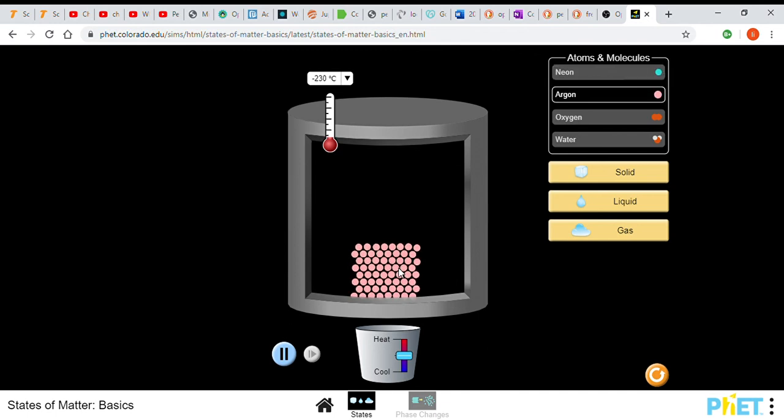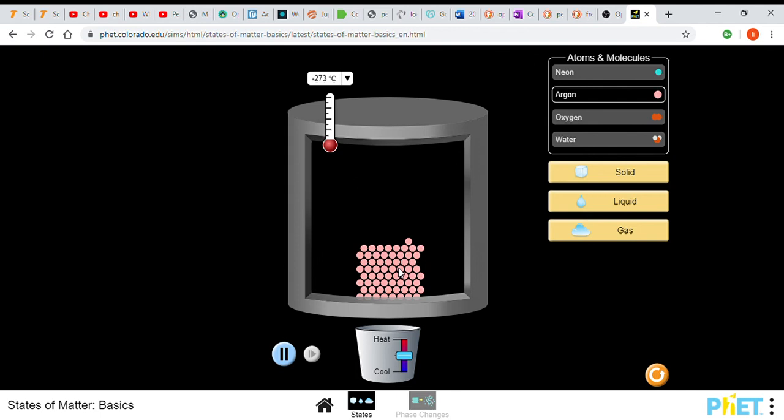Here's argon. Let's do the same thing. We pull this down. They're getting slower and slower, more and more stable. They're bouncing less and less. Still a bit of motion going on. We're getting less and less. And there we are. They're completely stopped at minus 273 degrees.